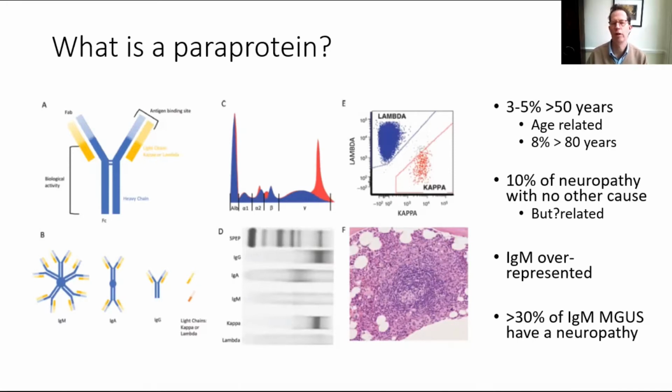In association with a neuropathy, where there is no other cause for that neuropathy, 10% are associated with the paraprotein, and these might or might not be related. IgM is overrepresented in these cases. More than 30% of IgM paraproteins have a neuropathy associated with them. And so overall, this provides the very most basic evidence that IgM paraproteins are sometimes related to the neuropathy that comes with them.